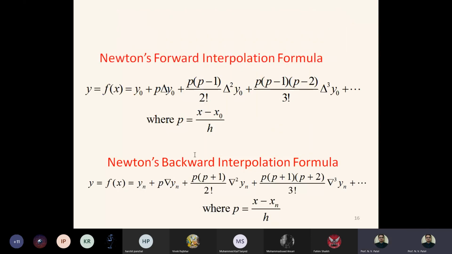So let's compare both formulas: Newton's forward interpolation formula and Newton's backward interpolation formula. These formulas are also called Newton's Gregory forward interpolation and Newton's Gregory backward interpolation. So in short form, they are called Newton's forward and Newton's backward. In the formula, the value of p is changed. In forward, the p value is x minus x0 by h. In backward, the value of p is x minus xn by h.